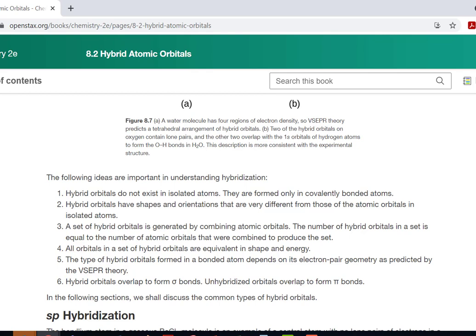And then when you form hybrid orbitals, they overlap to form sigma bonds. If they are not hybridized, they can overlap to form pi bonds. So hybrid leads to sigma, non-hybrid leads to pi. These ideas we'll be discussing in the forthcoming videos. So these are some of the main ideas to understand about hybridization. And then in the next video, we'll look at specific examples of types of hybridization that can occur.